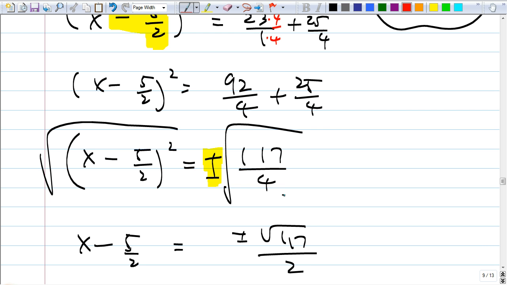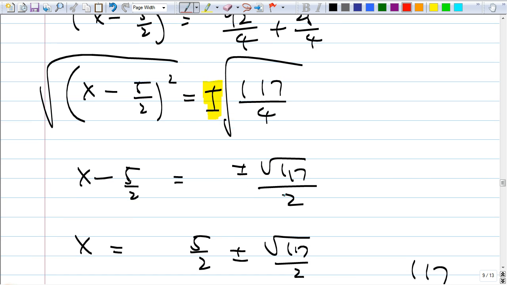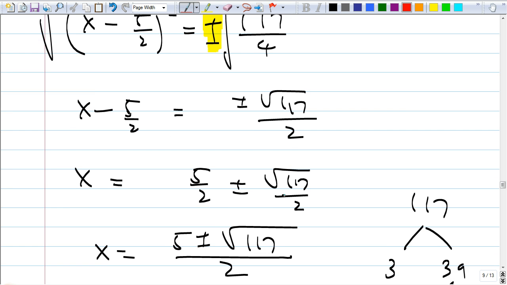Am I done? No, I need to add 5 over 2. So then how many people got this? 5 over 2 plus or minus root 117 over 2? Almost. If you leave it this way, yes, you must. But even here, you're not done. Why not? Raise your hand. Shh, raise your hand. Yes.